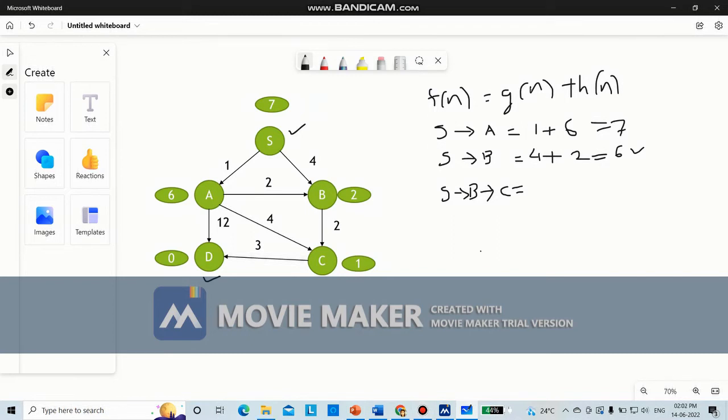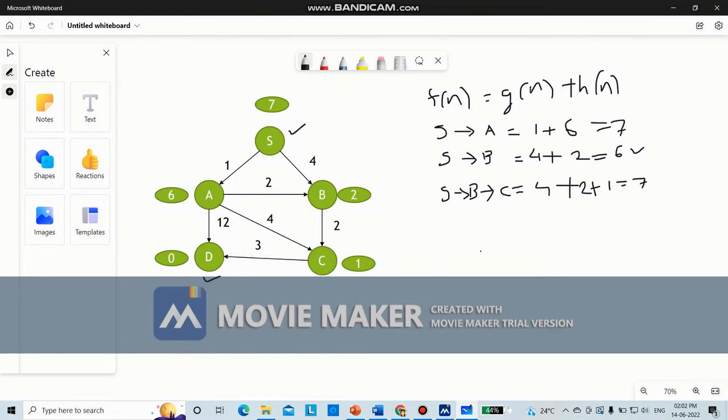First we will have to find G of n, that is the cost to reach this particular node. We are following this path, so 4 plus 2 is the G of n, and what is H of n? 1. Now what is the total cost? 4, 5, 6, 7. Okay, now we will have to keep giving a tick when we complete exploring a path.